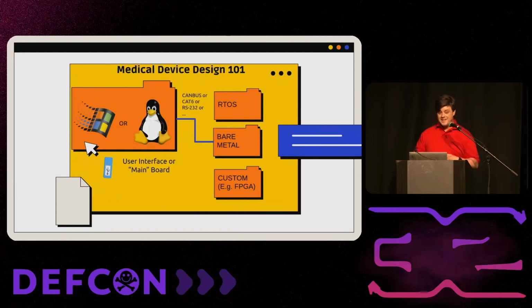You're not going to be running an operating system on that. However, for anything that has a user interface more complicated than maybe a couple buttons, you're going to have a main board or a user interface board. That's typically running Windows or Linux. Good old-fashioned Windows, or unless you're doing something with Yocto, even good old-fashioned Linux, right? These are PCs that are connected via CAN bus, Cat6, RS-232 to the thing that's actually doing the medical thing. If you can own them, you can pretty much own the device. That's what we're going to be attacking through this vector.